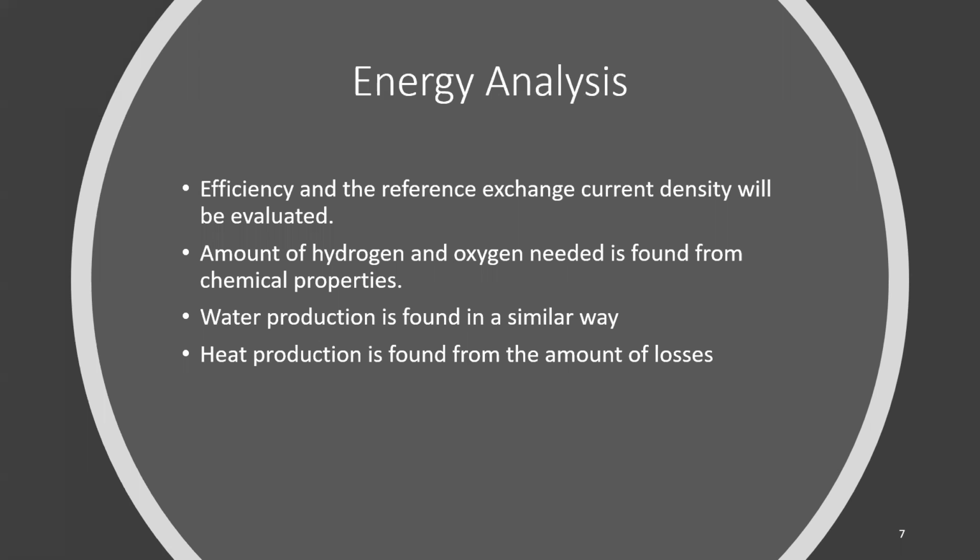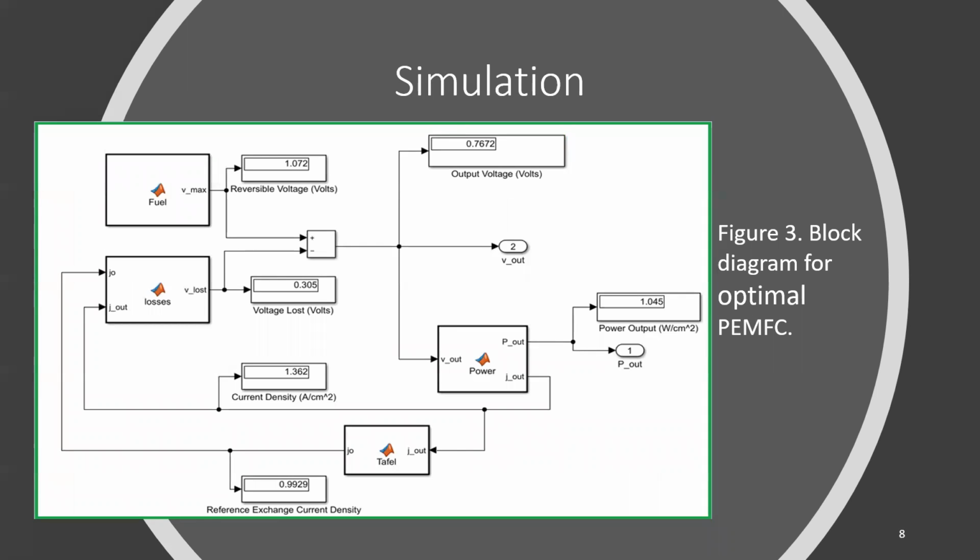So for the energy analysis, the efficiency and reference exchange current density will be evaluated as they're just 2 parameters of importance. The amount of hydrogen and oxygen needed is found from chemical properties, and the water production is found in a similar way. The heat production is then found from the amount of losses. So for the simulation, this is that green box that was within figure 2. Within this simulation, no time is taken into account. So this is just the fuel cell as it would operate at optimal parameters right off of the production line. And you can see some of the major parameters in the simulation below, but we will get to some of those in future slides.